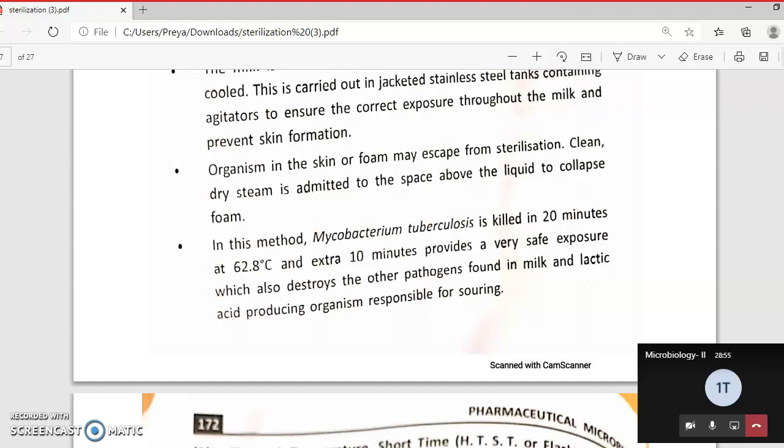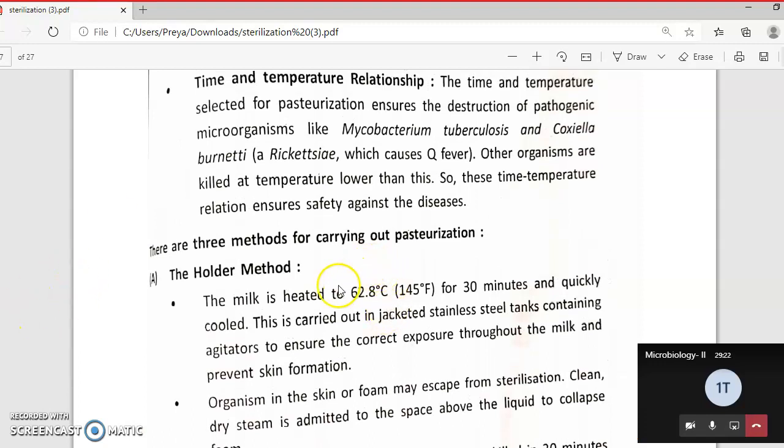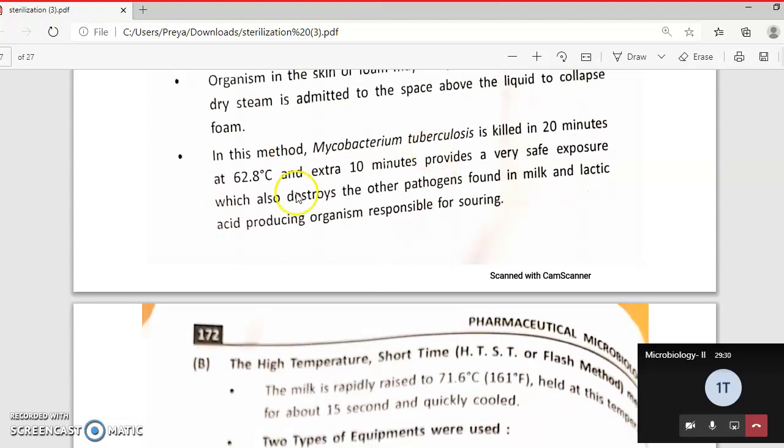Now in this method, for example, our contaminant is Mycobacterium tuberculosis, right? This organism is killed in 20 minutes. Why is it used for this species? Because Mycobacterium tuberculosis is killed within 20 minutes at 62.8 degrees. But what is our condition for sterilization? We have used 62.8 degrees, and the time is 30 minutes. We have given 10 minutes extra.